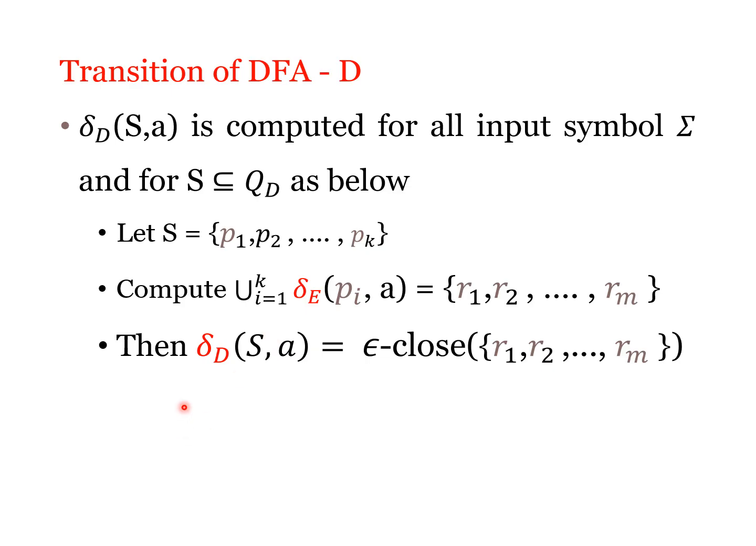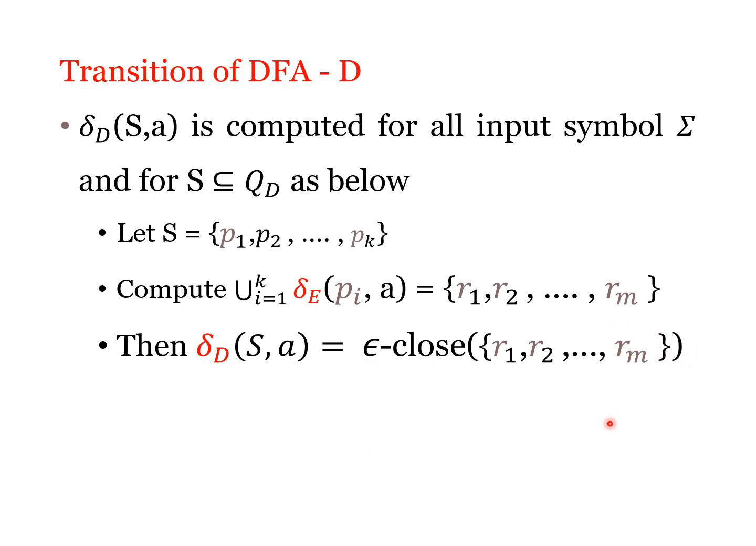Then the equivalent DFA transition is obtained by taking the epsilon closure of these sets R1, R2, Rn. So how are we going to obtain this epsilon closure? The thing is very simple. You take the epsilon closure of R1 union epsilon closure of R2 union epsilon closure of R3, etc., up to the union of the epsilon closure of Rm.